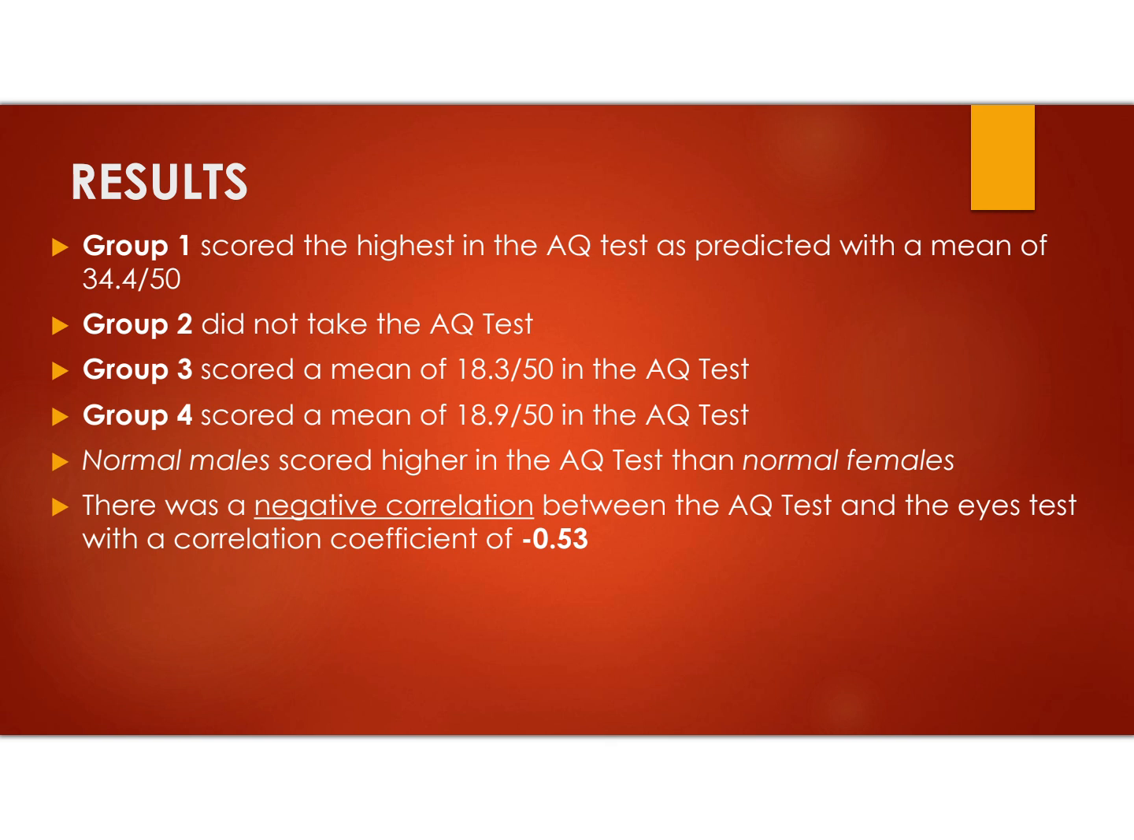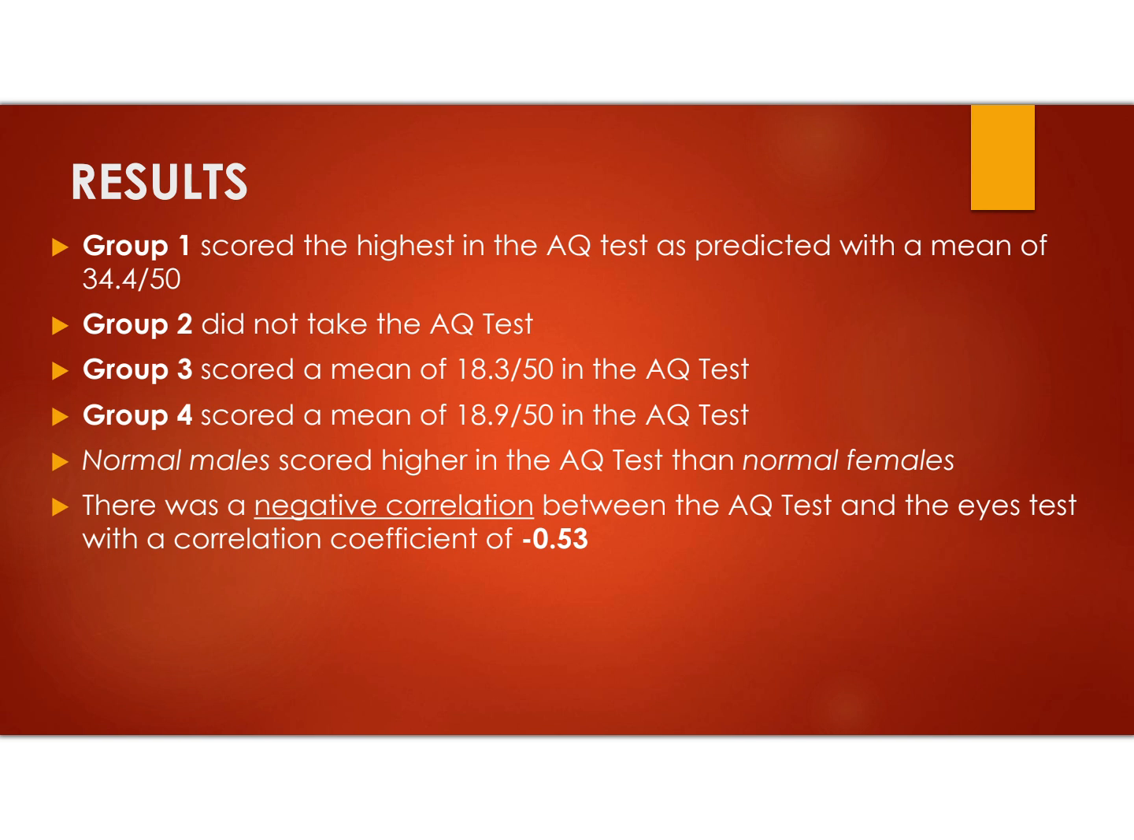Now for the AQ test. So we expected Group 1, the AS/HFA group, to score the lowest in the ICE test. So as a result, we're expecting them to score the highest in the AQ test. And that's exactly what happened. They had an average of 34.4 out of 50. Group 2, like I said, did not take the AQ test. Groups 3 and 4 had almost the same score, an average of 18.3 out of 50 and 18.9 out of 50.